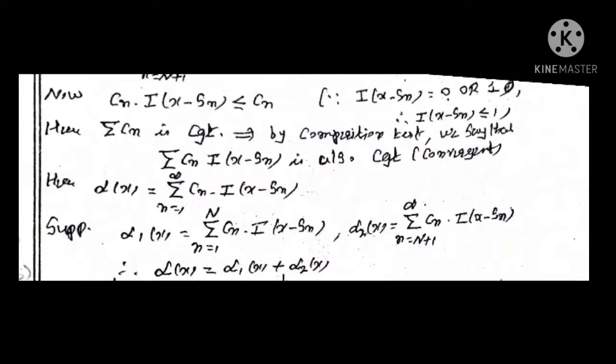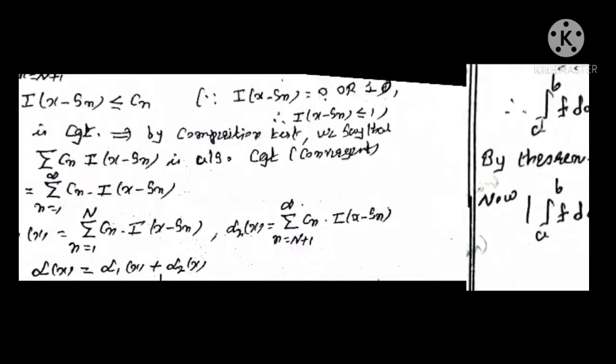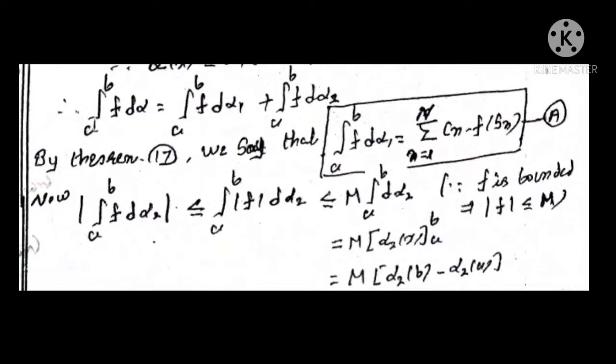Therefore, the RS integral of f with respect to alpha on the closed interval [a, b] is equal to the RS integral of f with respect to alpha 1 on [a, b] plus the RS integral of f with respect to alpha 2 on [a, b].